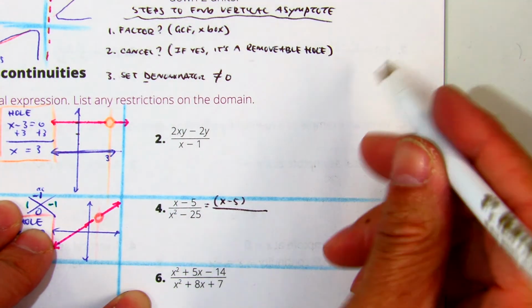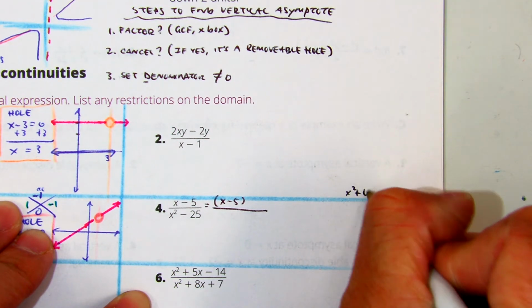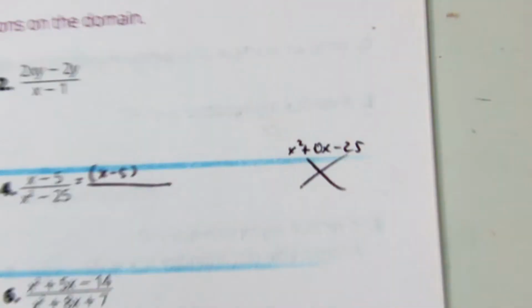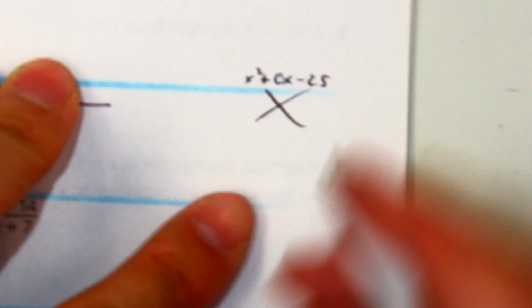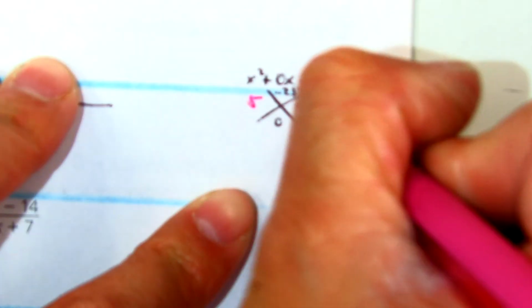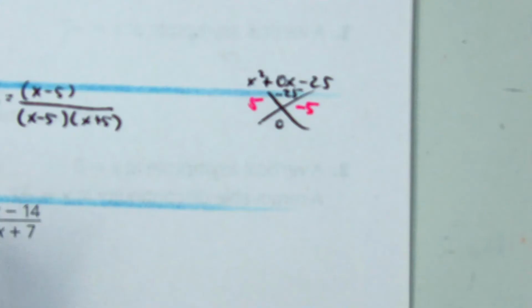Oh yeah, x squared plus 0x minus 25. And you want to fill out the x together? A times c is negative 25. B value is 0. So my two numbers are 5 and negative 5. So this becomes x minus 5, x plus 5. Okay.